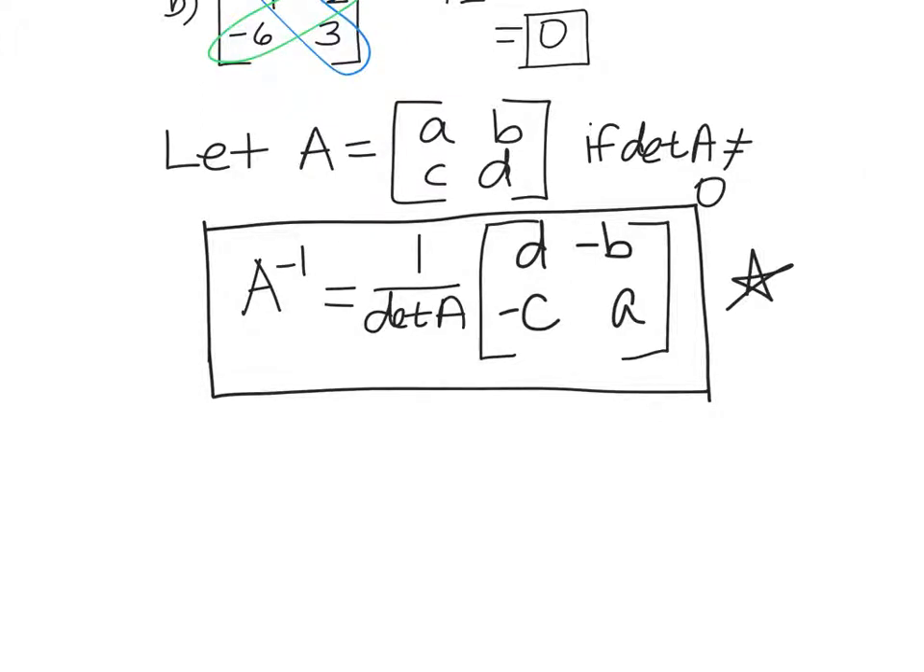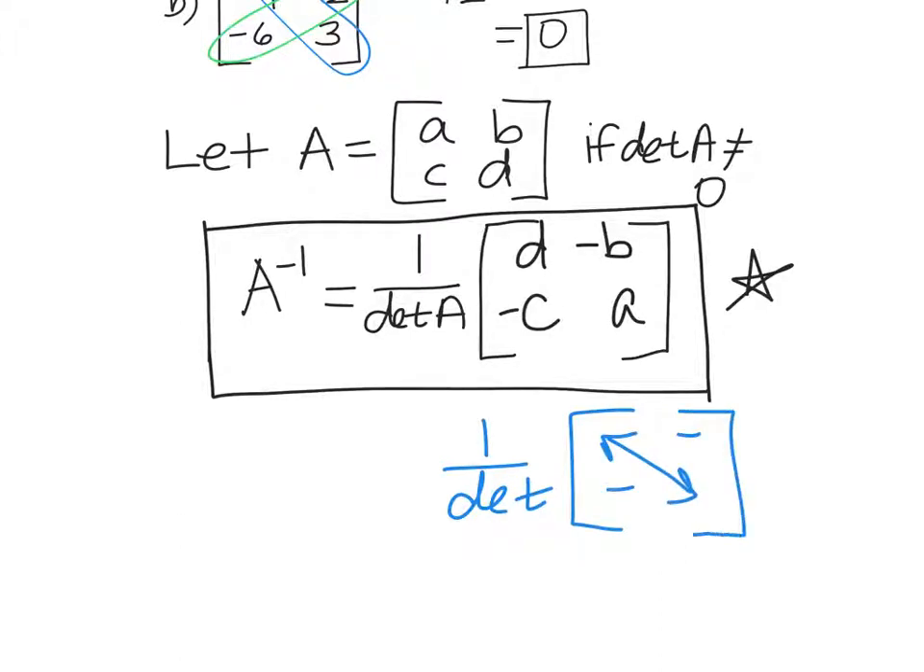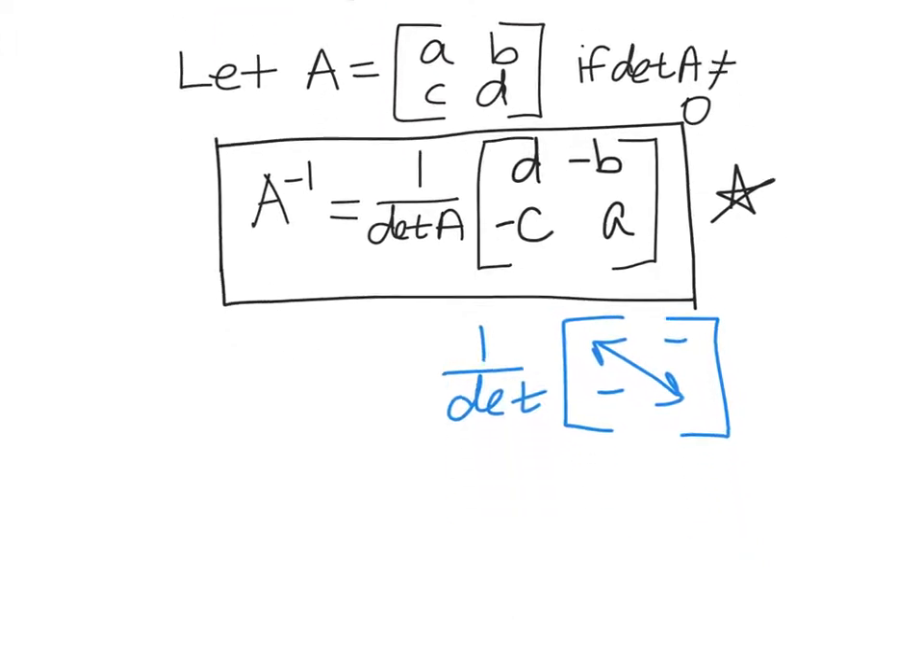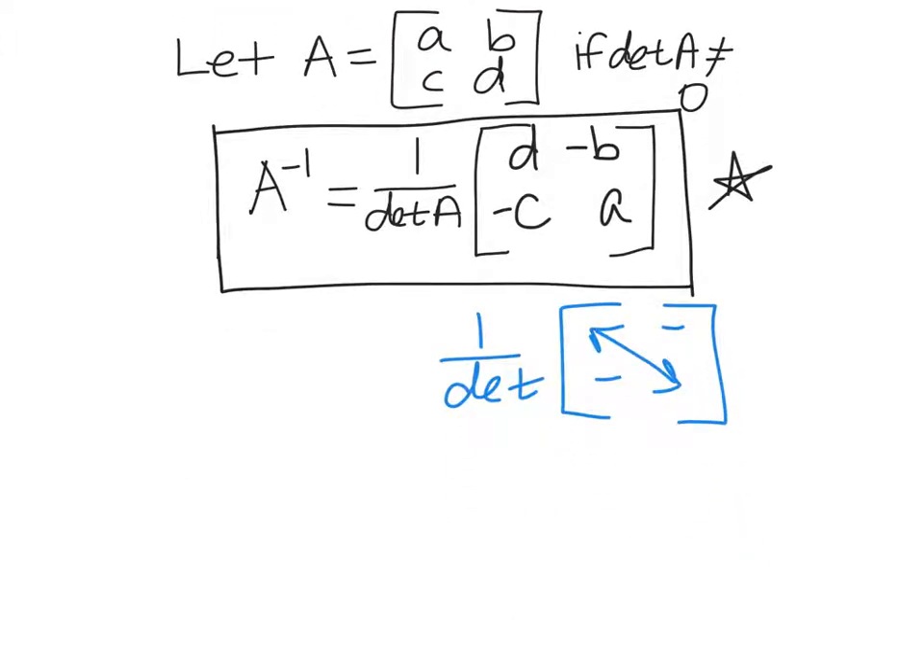It's not rude. It's basically this. It's 1 over the determinant. You take these and you switch them, and these become opposite. Okay, that's another way to think of it, without all the letters in here. Switch, opposite, opposite, 1 over determinant. So let's do one. Number 3.